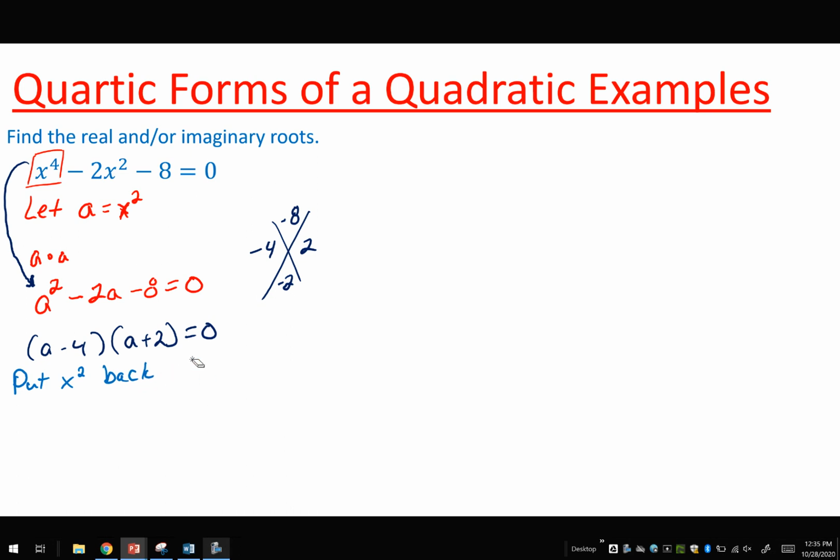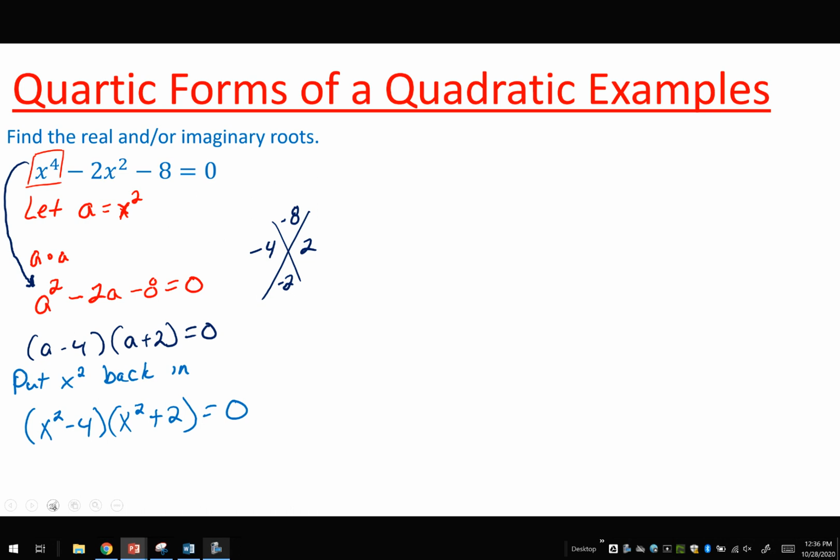Using this a substitution is just making a simpler problem that I can factor. So now it's really x squared minus 4 times x squared plus 2. Using that a substitution gets it to a form that's just a quadratic that I can solve, or that I can factor. Once I've factored that quadratic, now I'm going to put x squared back in. So this is factored form. X to the 4th minus 2x squared minus 8 is x squared minus 4 times x squared plus 2.